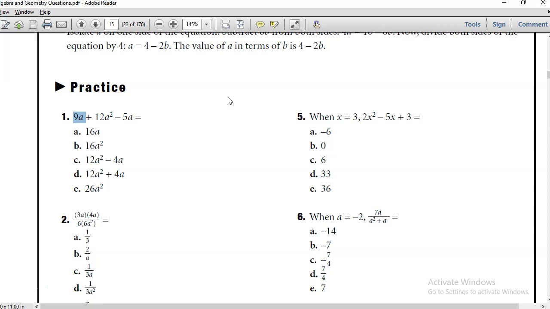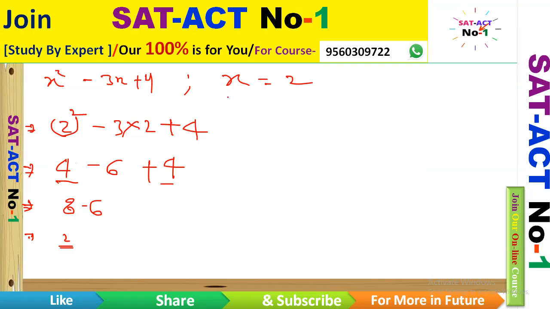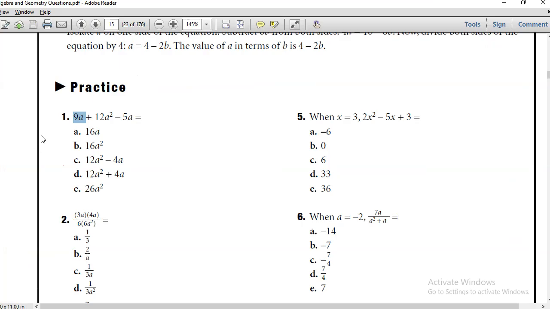Okay, we can simply solve that. So let's solve this simple question. This question is a very simple question. If your maths is a little good, even in that case you can solve this question. This is a very simple question.